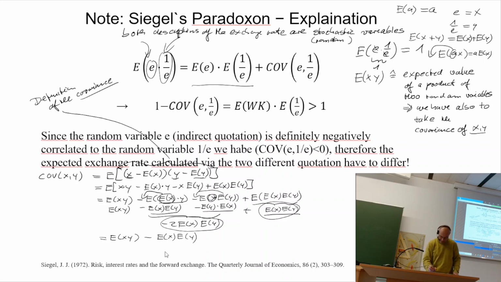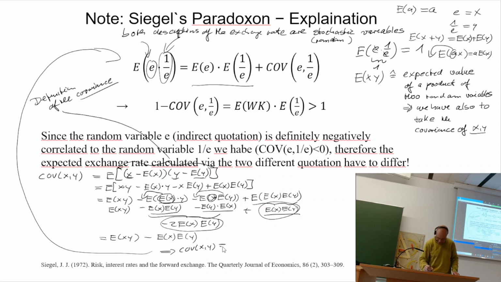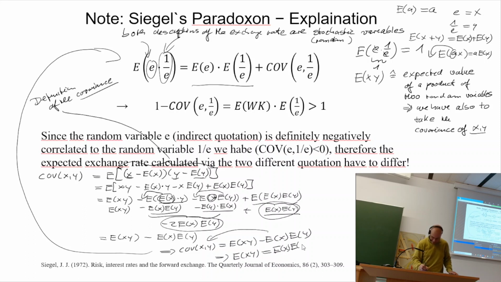Well, and then we see what we want to have, just this equation up here, because then we have the covariance of x and y is E of xy minus E of x, E of y, and moving this on the other side, we obtain then that the expected value of a product of two random variables is the product of the expected values of the two variables plus the covariance of x and y.